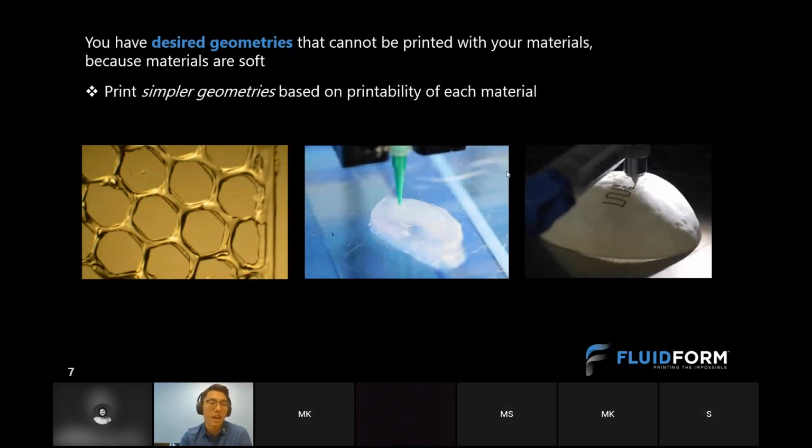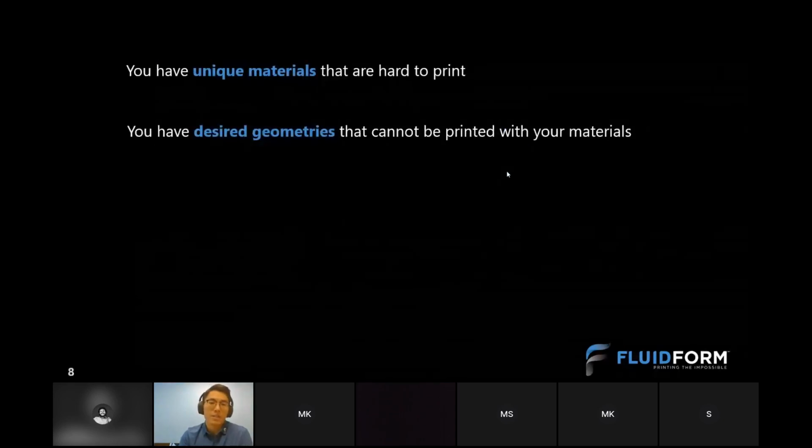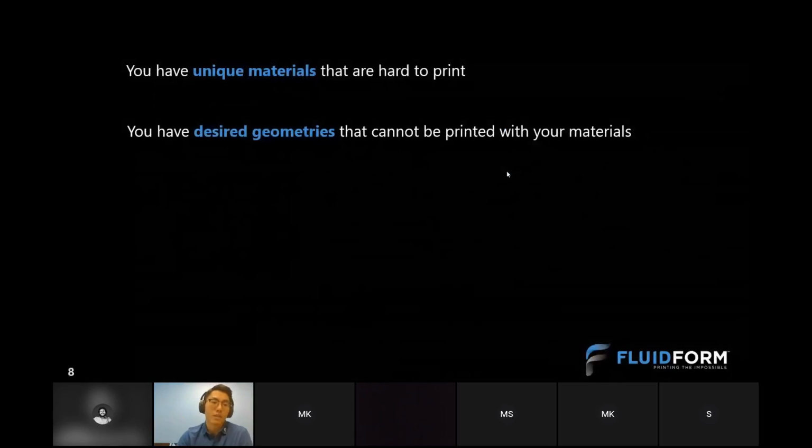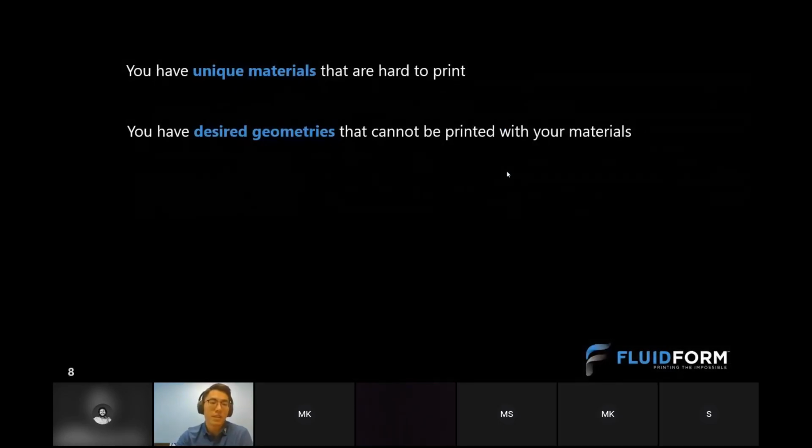As researchers, we want to tackle the complex geometries, the complex functionalities of these prints. And to summarize these two core problems that we see to bioprinting, again, you have these unique materials that you want to print but are hard to print. You have desired geometries that you simply cannot print with these materials that you have.